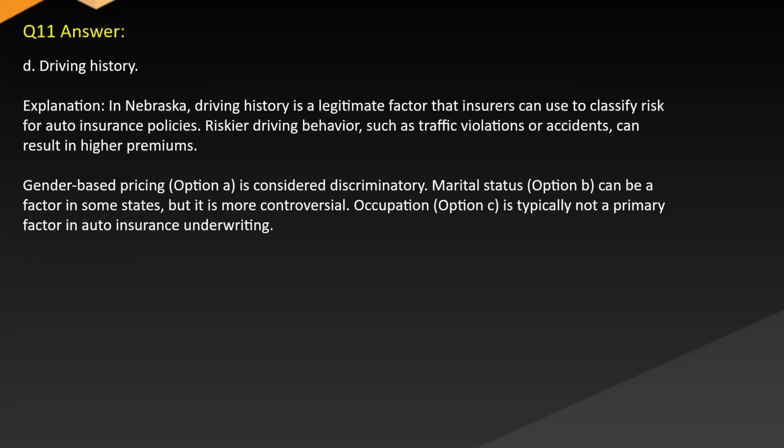Answer. D. Driving history. Explanation. In Nebraska, driving history is a legitimate factor that insurers can use to classify risk for auto insurance policies. Riskier driving behavior, such as traffic violations or accidents, can result in higher premiums. Gender-based pricing, option A, is considered discriminatory. Marital status, option B, can be a factor in some states, but it is more controversial. Occupation, option C, is typically not a primary factor in auto insurance underwriting.